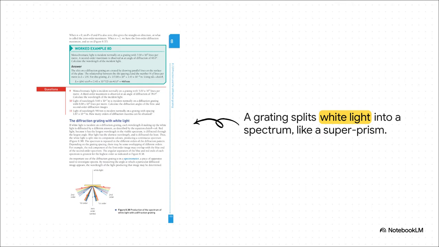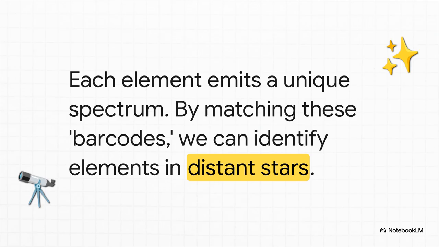So what happens? They each get bent by a different amount. The grating splits the white light into a stunning rainbow, a full spectrum of color. It's like a superpowered prism. And here is the final brilliant piece of the puzzle.